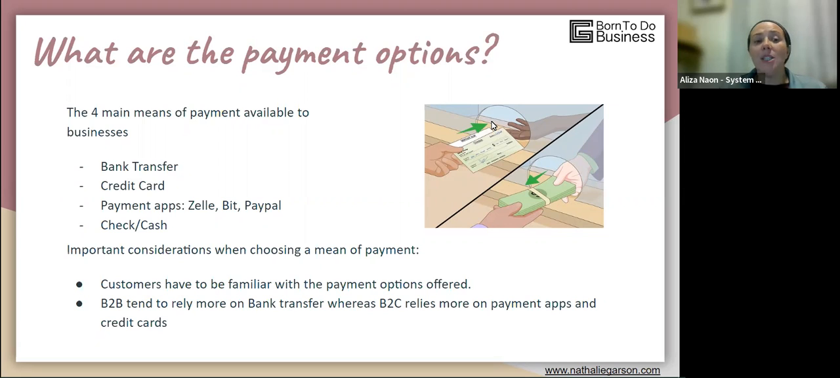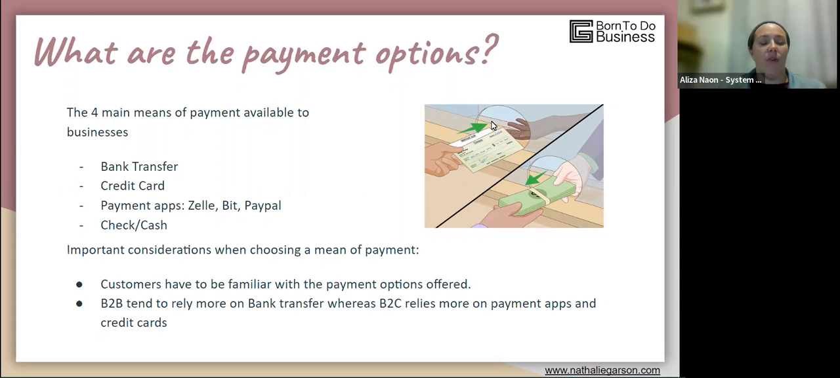So we're talking about 4 main means of payment that are available for businesses. Bank transfer, and we'll see we have 2 different types of bank transfers. We have traditional bank transfer that you do in your traditional bank account. And we have bank transfer using non-banking institutions, such as Wise or Revolut, which allow you to have accounts, but not traditional ones.